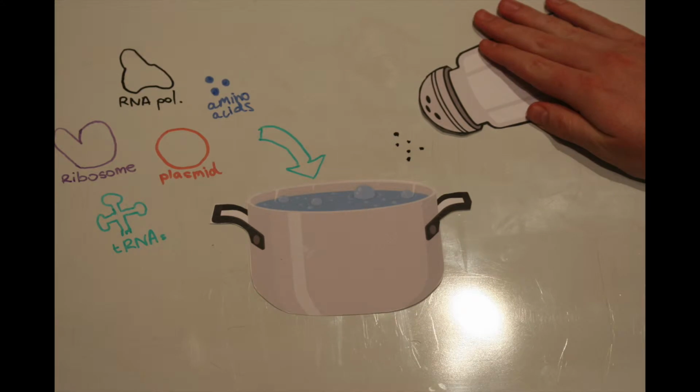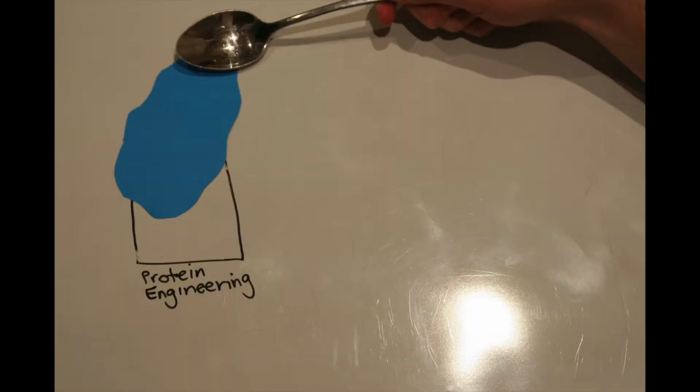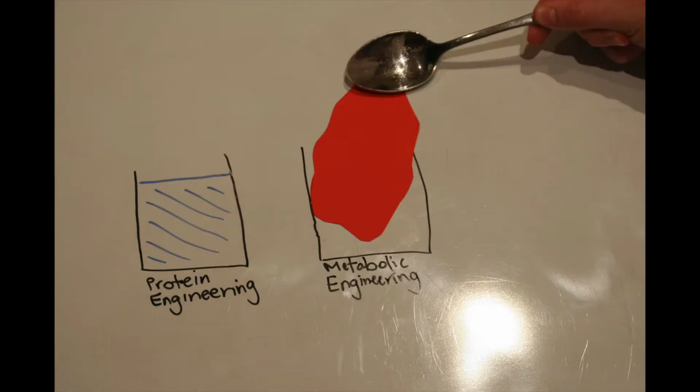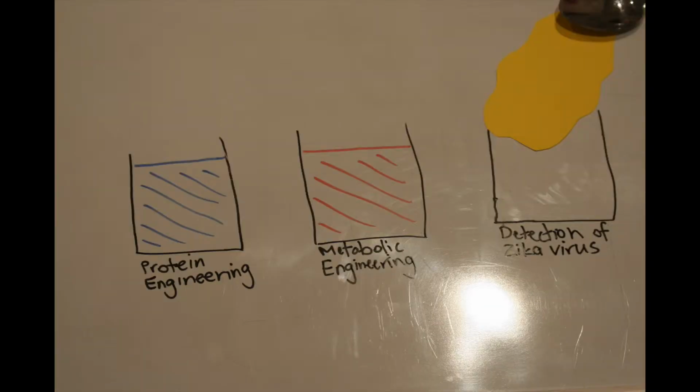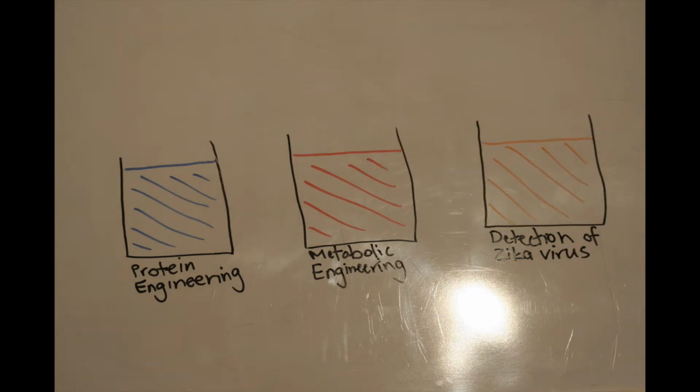However, due to the lack of a cell membrane, this environment can be altered however someone may please. Consequently, cell-free synthetic biology has a range of both research and industrial applications, such as protein engineering and synthesis, metabolic engineering, and even the detection of Zika virus.